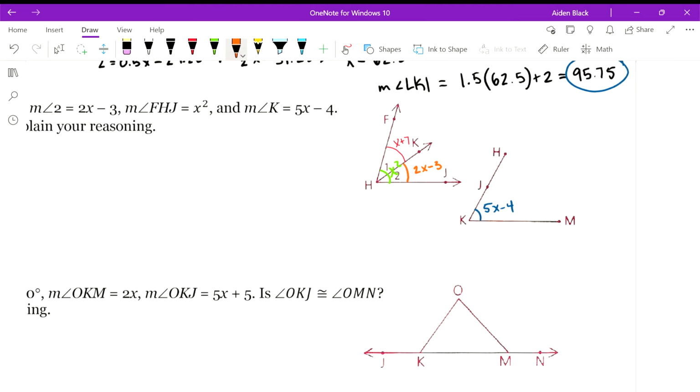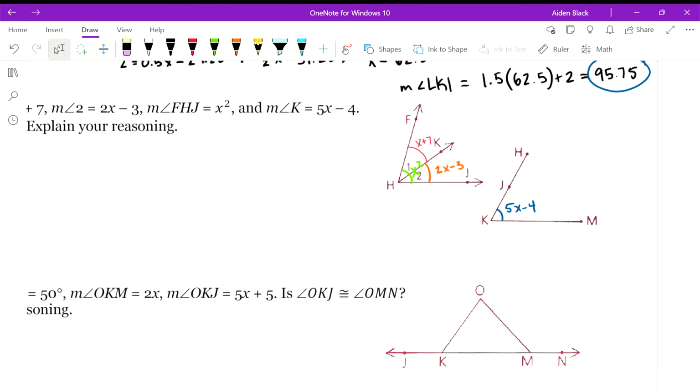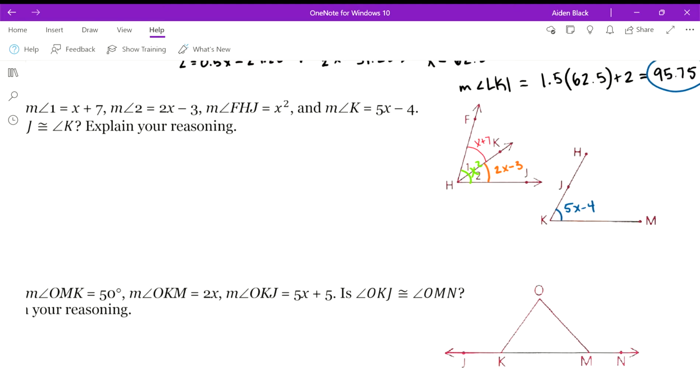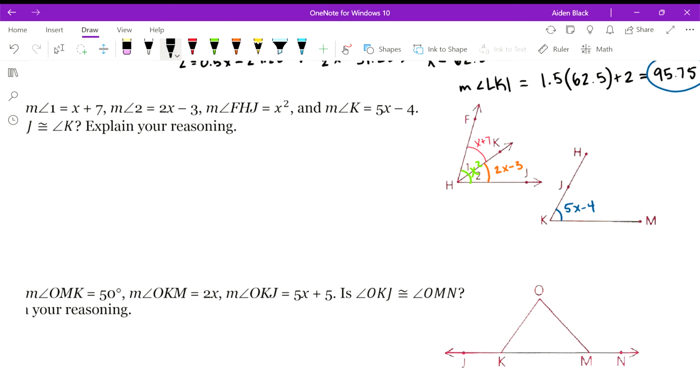So really we're just using the angle addition postulate to find the value of x, and then once we find the value of x we can plug it in to see if those angles are congruent. So first things first, I know that x squared, which is that entire angle, is equal to the sum of those two angles on the inside. Okay, so I'm going to combine like terms. We get 3x plus 4.